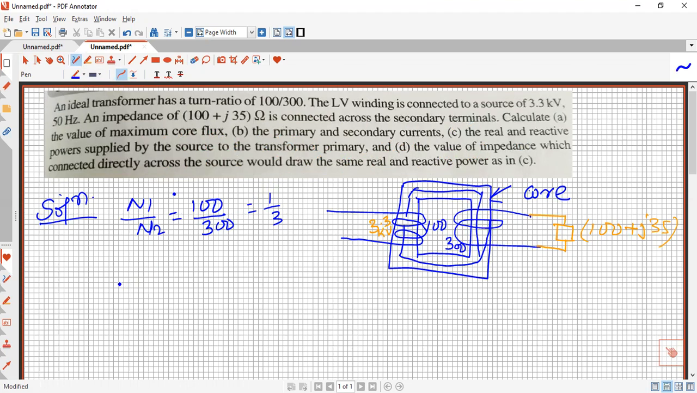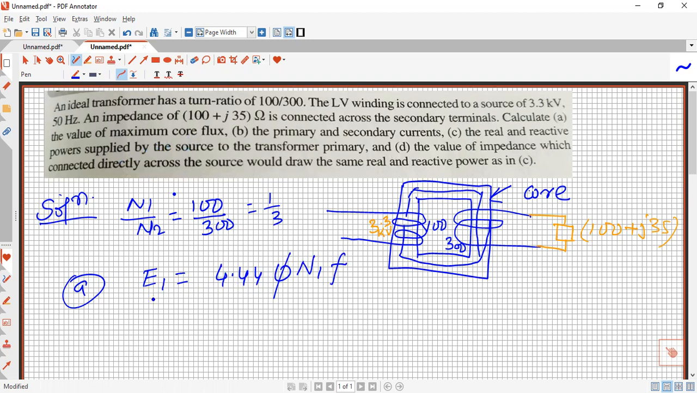Our first part is to calculate the maximum core flux. So we need to use E1 equal to 4.44 times number of turns N1 times frequency. This relation is already explained in my previous lectures. I will share its link with this video also.